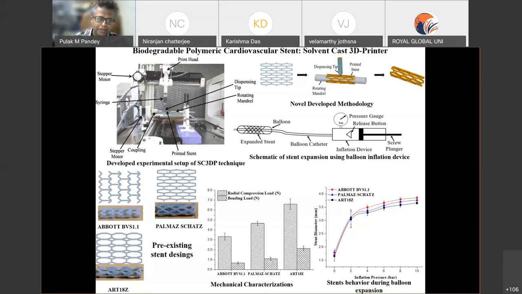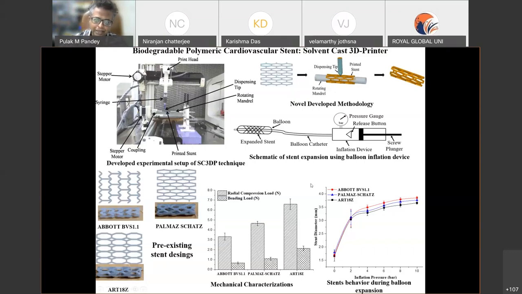Basically we have a syringe here in which we put the bio ink. The bio ink is synthesized in our lab, it is our own composition. This bio ink is deposited on this rotating mandrel or rotating rod. The diameter of this rod is very small, maybe 1.5 mm to 2 mm. We are able to deposit through this nozzle, which is a dispensing tip, these kinds of structures. When we design and deposit like this, we are able to produce these kinds of implants. These implants, which are cardiovascular stents basically, are biodegradable, correct?